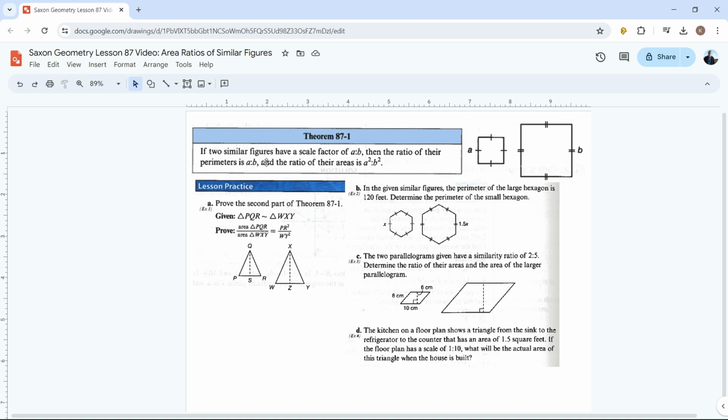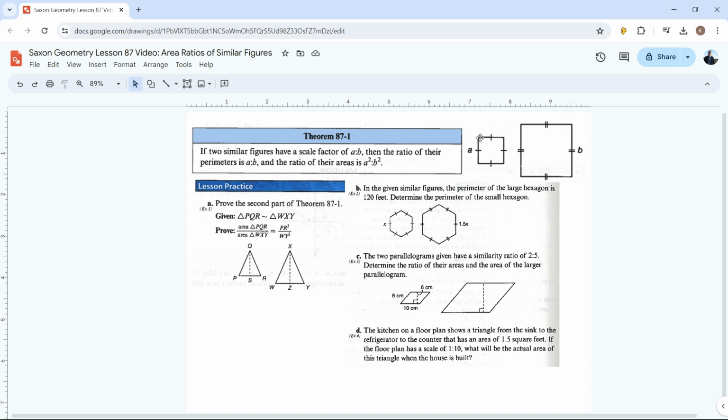Then the ratio of their areas, remember, to find area, we need to multiply two side lengths together, and maybe something else like in a triangle, we multiply by 1/2. But the ratio of their areas is a squared to b squared, or a squared divided by b squared. And before I said the scale factor is a over b, so a squared over b squared is just a over b squared, or the scale factor squared.